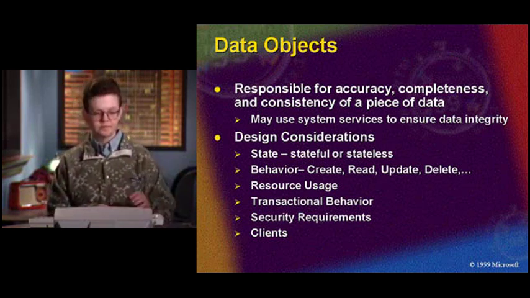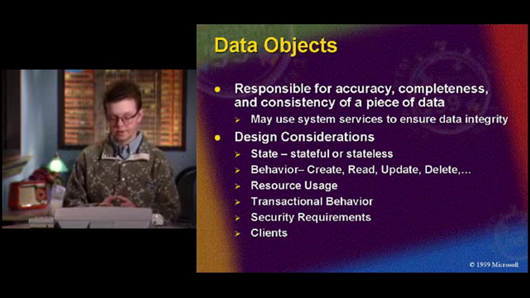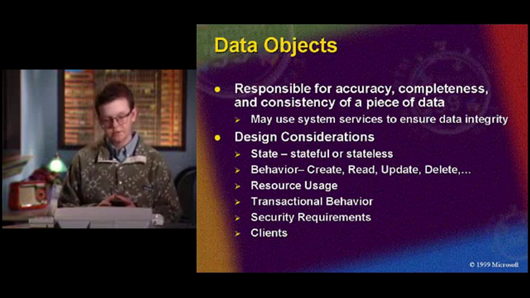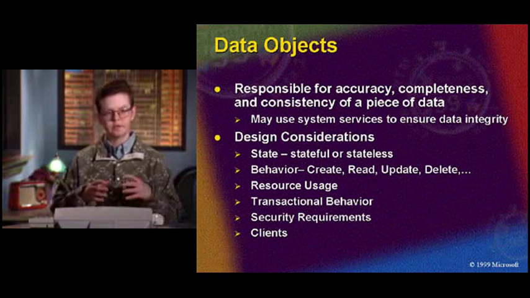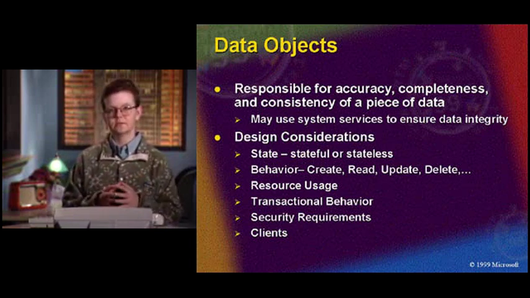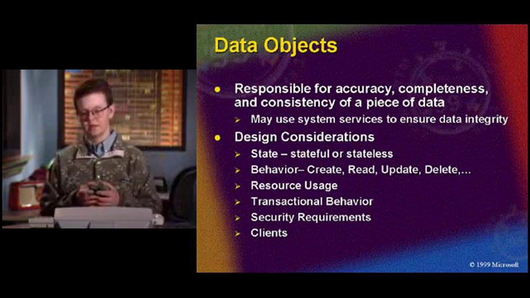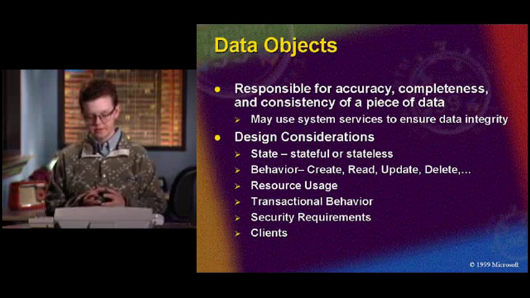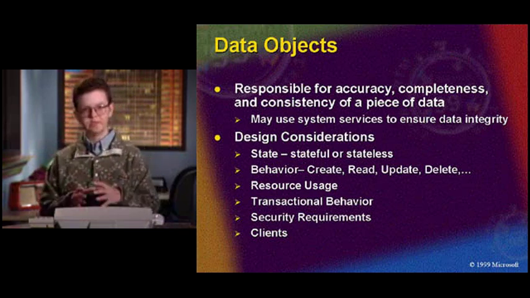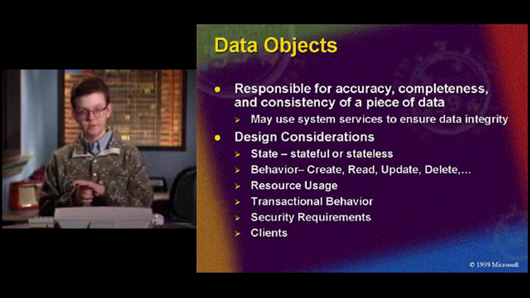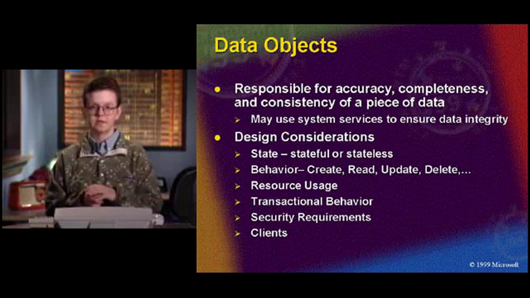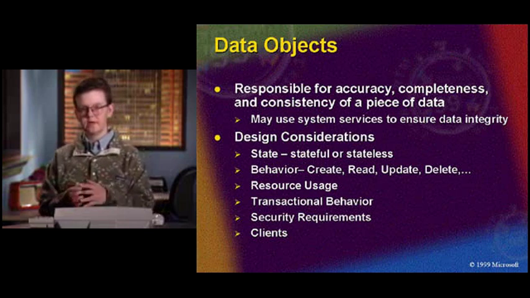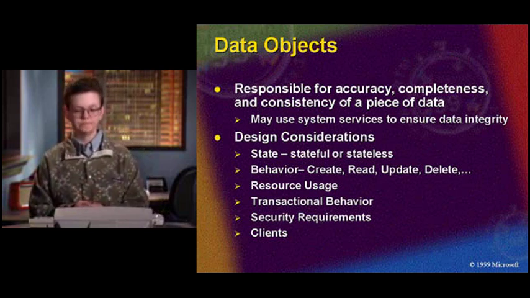The other primary form of object is a data object. And what you want your data objects to do is be responsible for the accuracy and correctness and consistency of your data, a particular type of data. The reason that you do this is to ensure that all the responsibility for that particular piece of data is in one place. If something goes wrong with that data, you know where to go and look for problems.